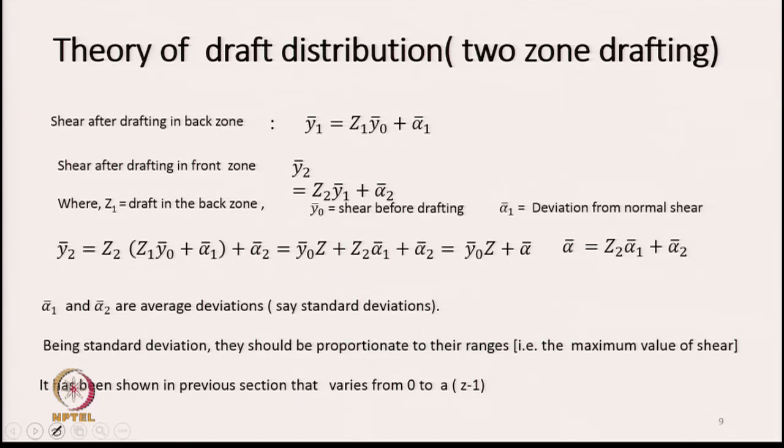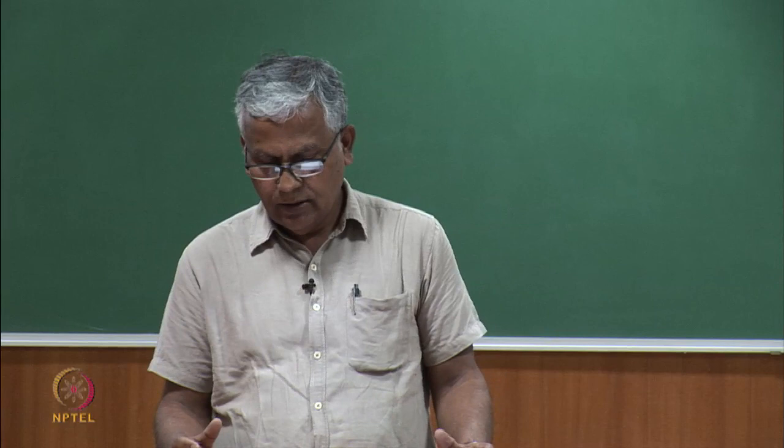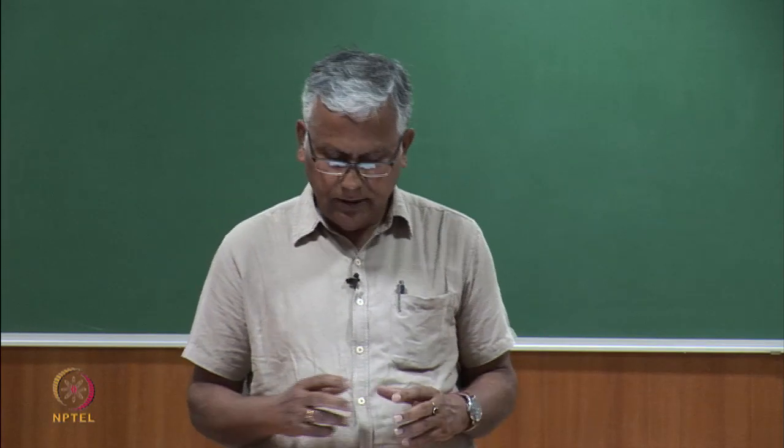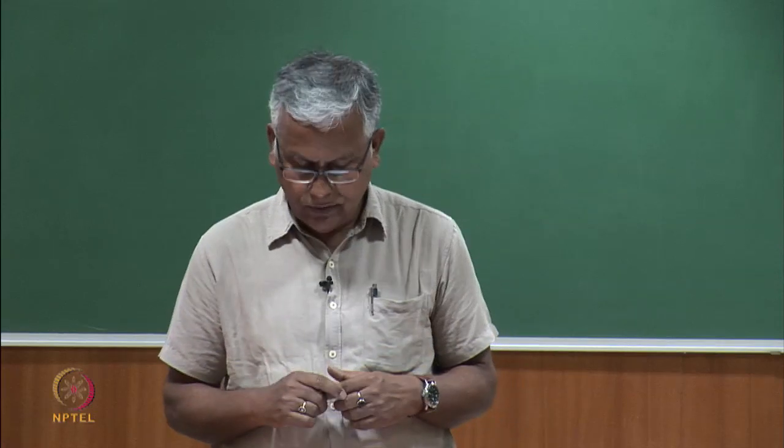Now, we will discuss the theory of draft distributions. Now, in the draw frame, you see there are basically two zones for drafting this sliver. One is the main zone, the other one is the back zone or break draft zone. Whatever the roller arrangement, ultimately the drafting system has two zones of drafting.